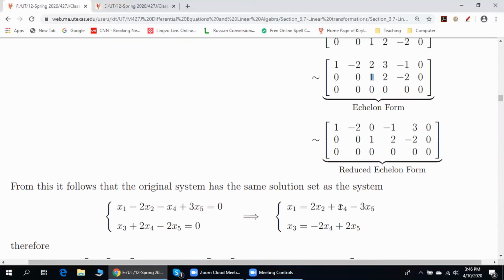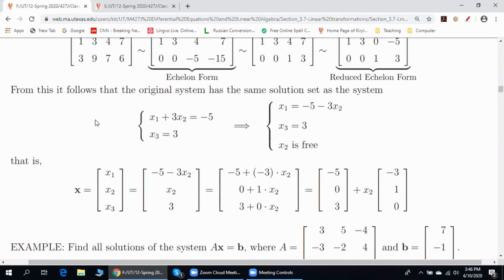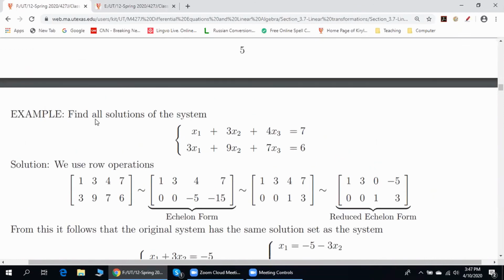Any questions? Could you just briefly go over again how to determine if it's a free variable? Yes. So free variables are variables that correspond to non-pivot columns.